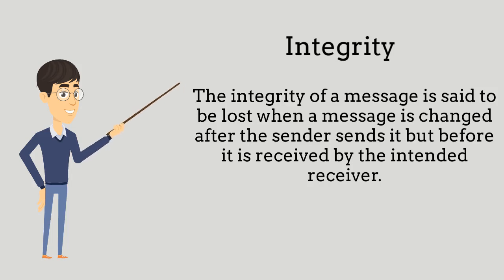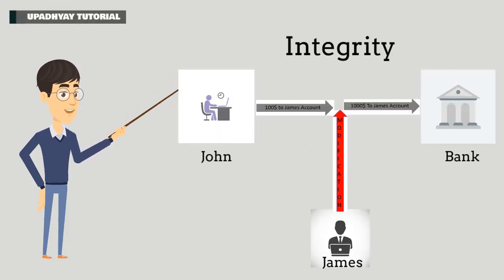Let us understand this with an example. John has to pay an amount of $100 to James' account. However, James intercepts and modifies the transaction and changes the amount to $1,000. This is a loss of data integrity. We can easily see how this resulted in a substantial financial loss to John. The importance of data integrity is hence established.